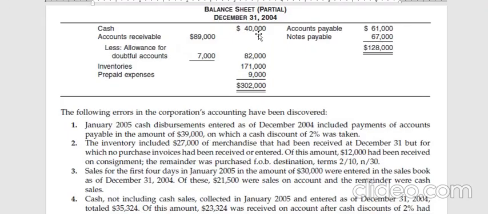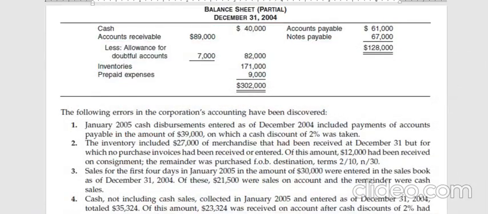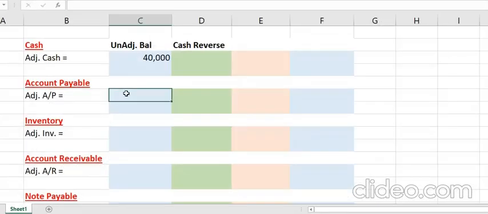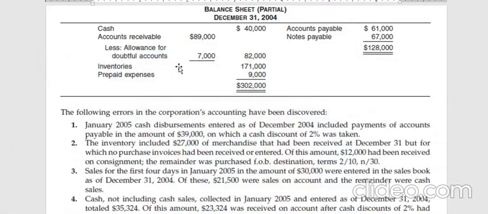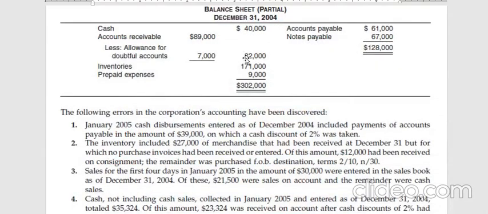Like if you see the cash, we have $40,000, so I will shift $40,000 here. Then in the account payable we had a balance of $61,000, so I will shift the unadjusted balance of $61,000 here. Then inventory had a balance of $171,000 unadjusted, so I will write it here, $171,000.